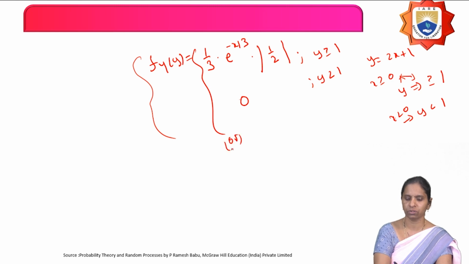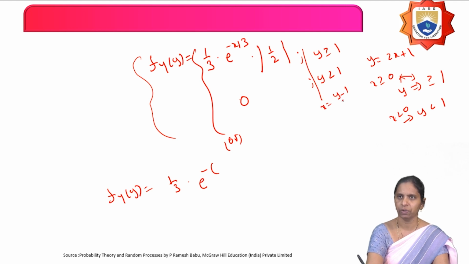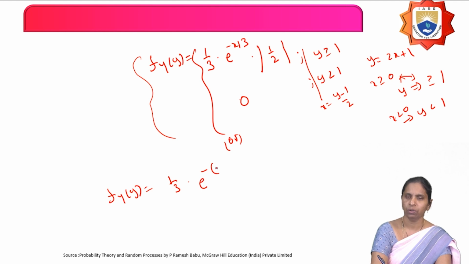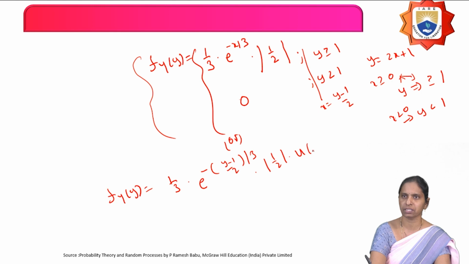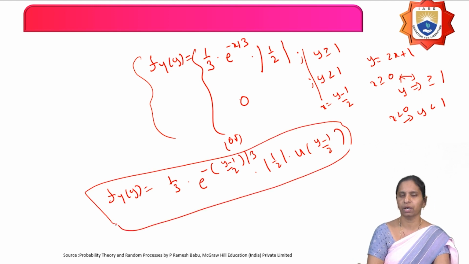Or else you can write it like this also. f_y(y) equals 1 by 3 into e power minus x by 3, where x equals T inverse of y, nothing but (y minus 1) by 2, into mod of 1 by 2 into u of x. So in place of x, write down here (y minus 1) by 2. You can write it like this also. So this is the density function of the transformed random variable y.